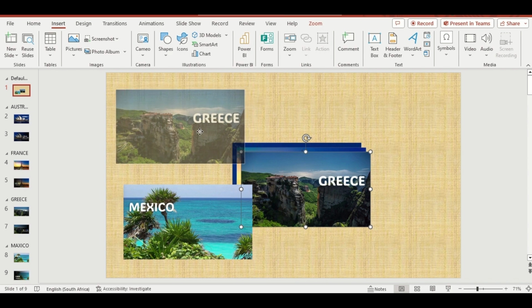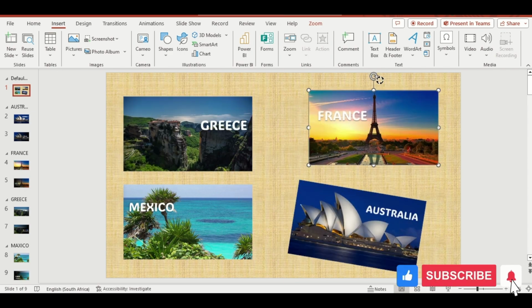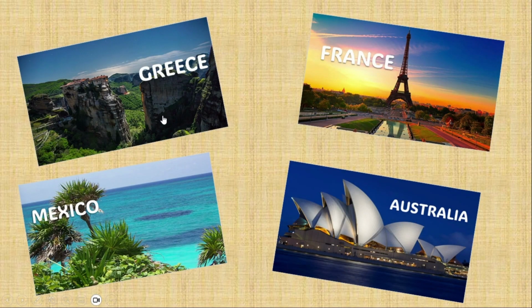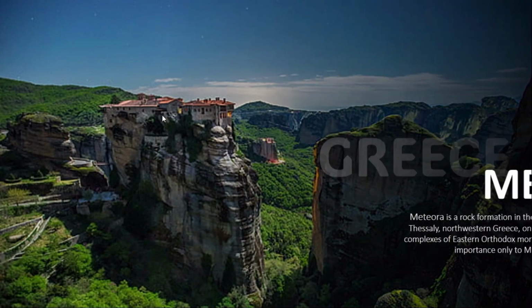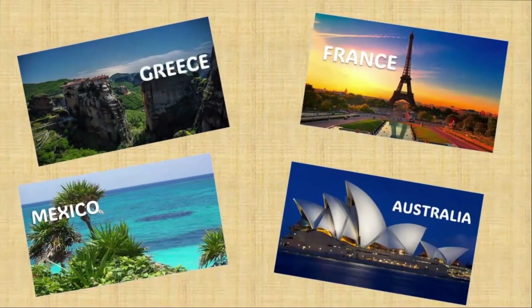Adjust the image on the slide like this. You have an engaging interactive presentation ready. On clicking on this, that slide will appear, and on the second click, the information of that country will appear. I hope this tutorial is helpful.